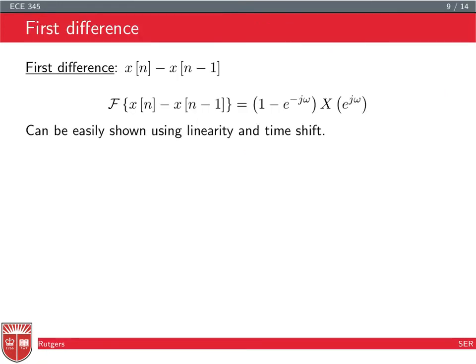Now the first difference is a little bit similar to a derivative, but since the signal is discrete, this is the equivalent notion of taking the derivative of a discrete signal. So for x[n] minus x[n-1], the DTFT is going to be the DTFT of x[n], which is X(e^{jω}), minus the DTFT of the shifted version, which is e^{-jω} X(e^{jω}). This can be easily shown using linearity and time shift.